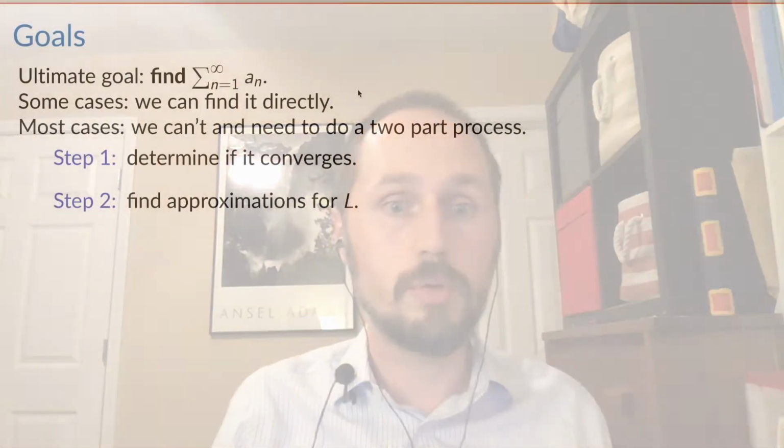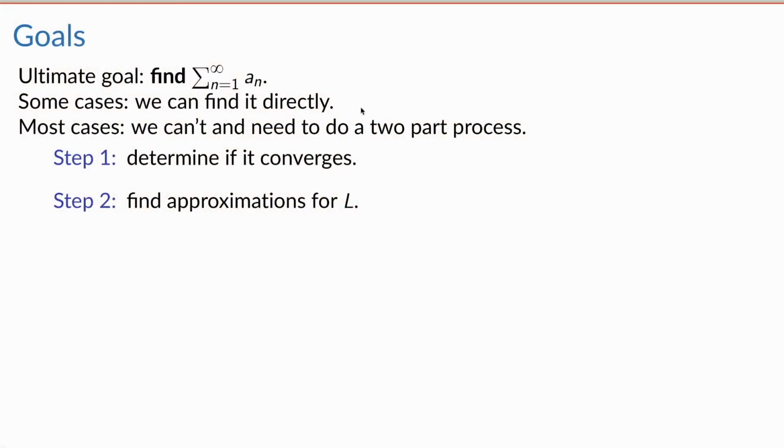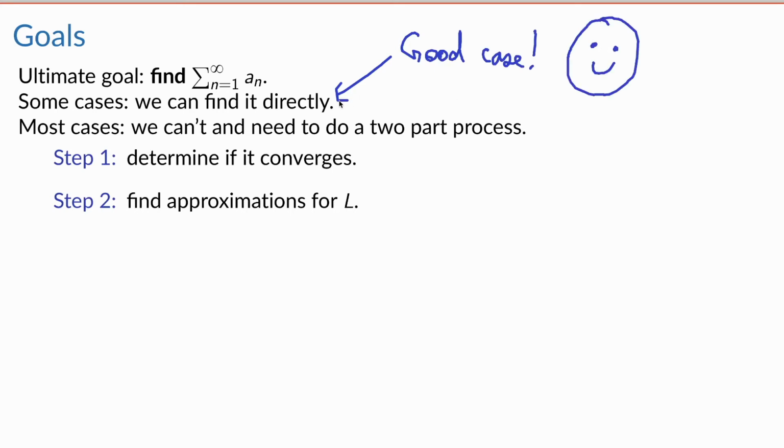Okay, so we have several goals. There is the strong goal, and the strong goal is to actually figure out what the limit is. There are going to be some examples. We'll see one in a moment, and then in a next video we'll see another kind of example where we can find it. So those are going to be the good cases, where we can find the limit directly. And so I'm going to draw a little smiley face. We're happy because we can find the limit directly.